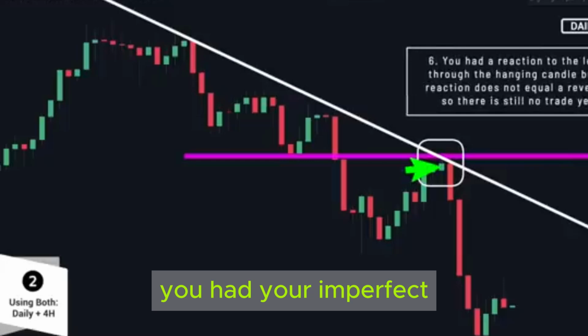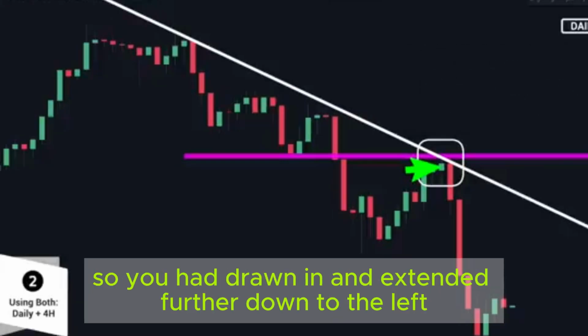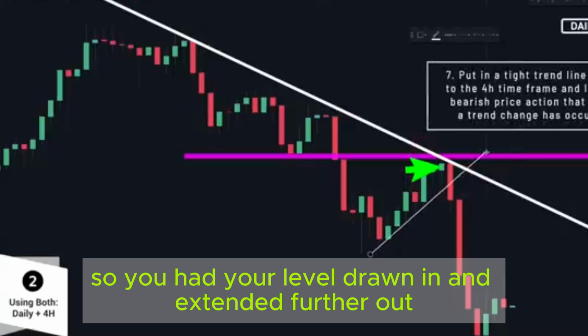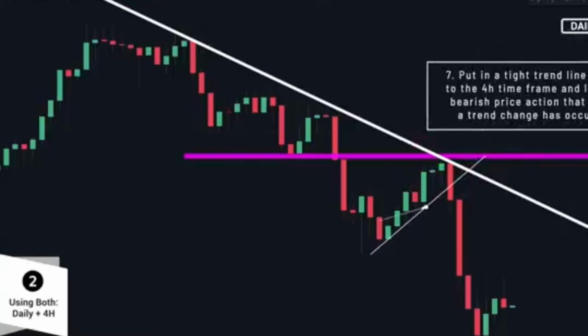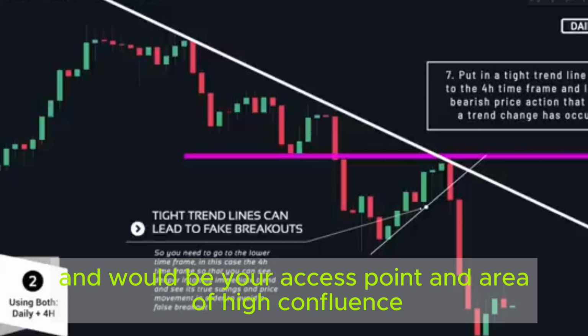You had your imperfect trend line established through these points here, so you had it drawn in and extended further down to the left. You had your support turned to resistance point here, so you had your level drawn in and extended further out. Again, this point here is where resistance and the trend line intersected and would be your axis point, an area of high confluence.